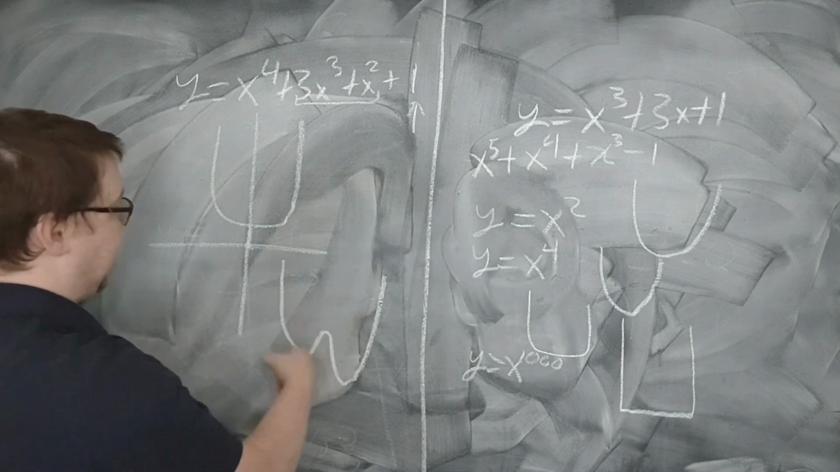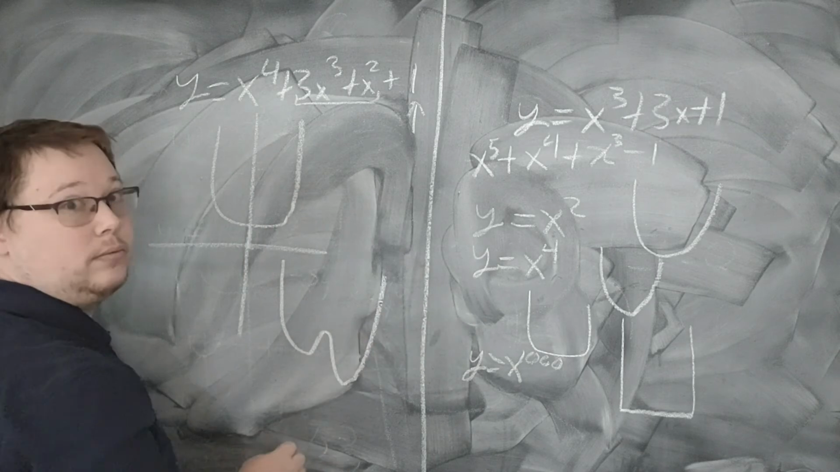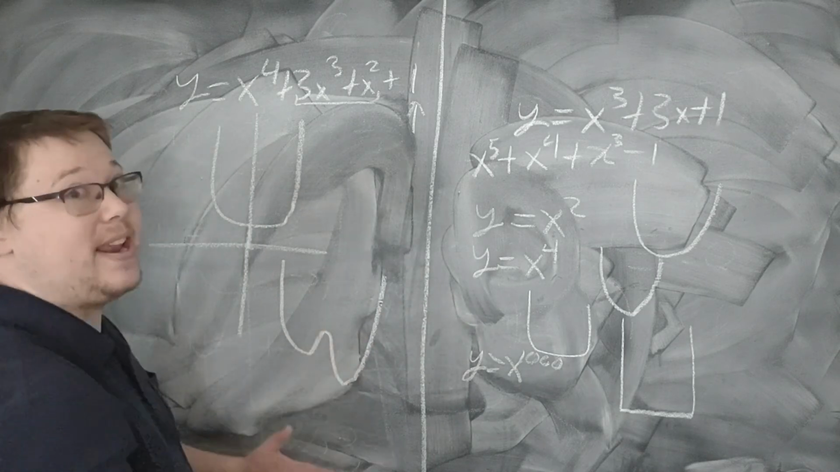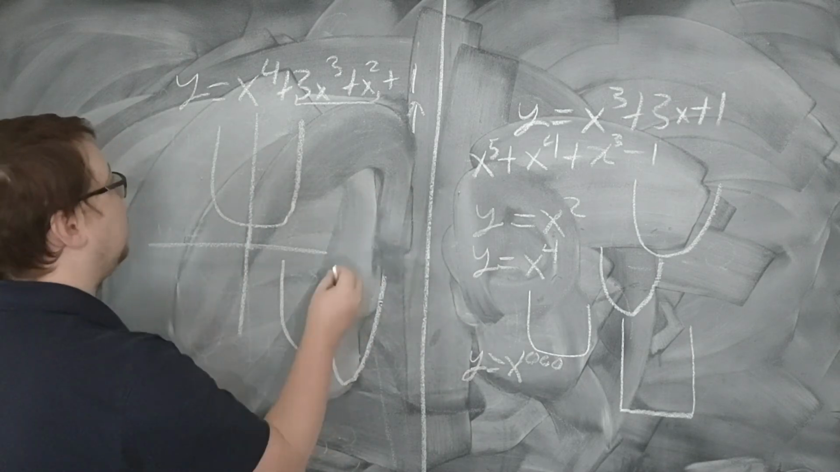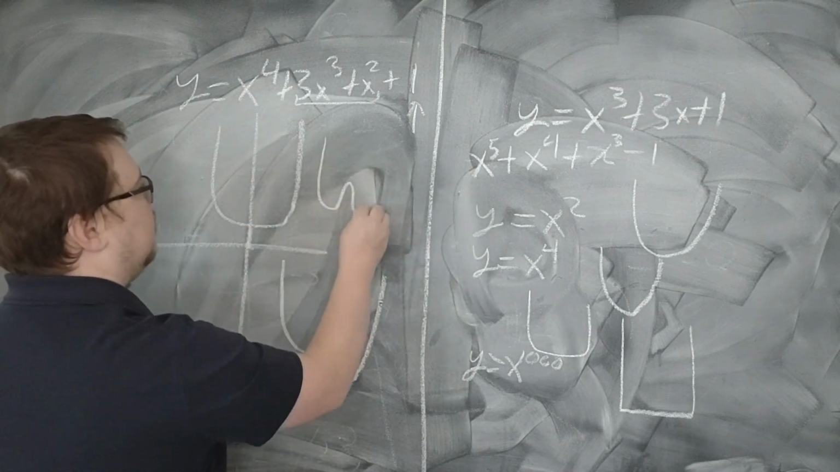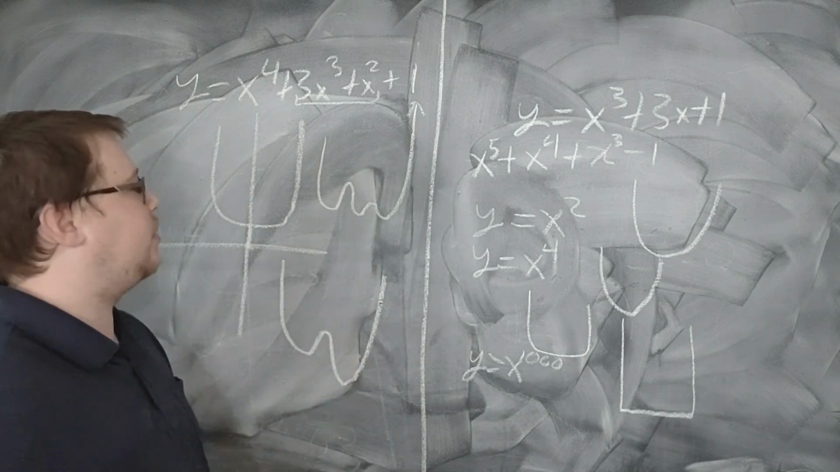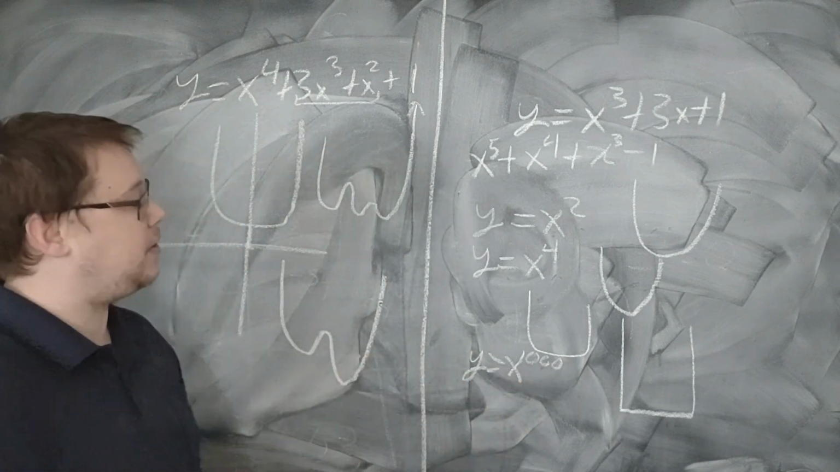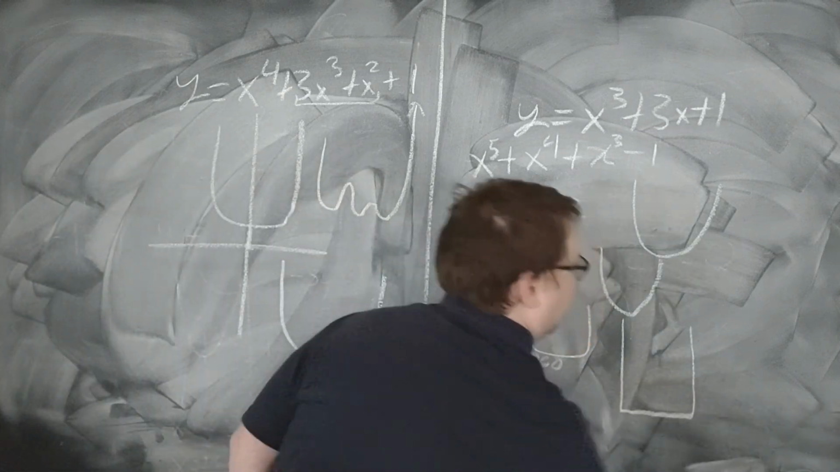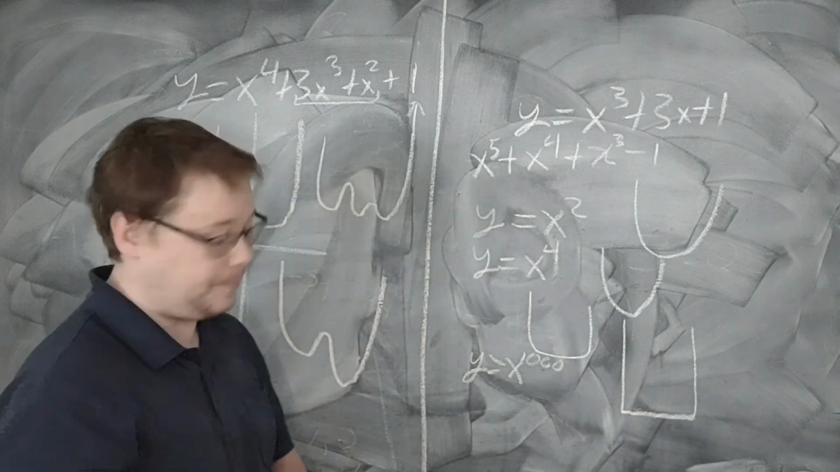An x squared can't have any wiggles. But an x to the fourth can have one wiggle. It may or may not, I should be clear about that. An x to the sixth can have two wiggles. And so on and so forth. This x to the 1,000th, if I had a whole bunch of terms off there, well, then I'd see a whole bunch of wiggles around in here.